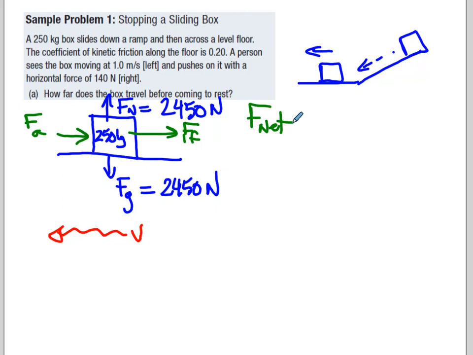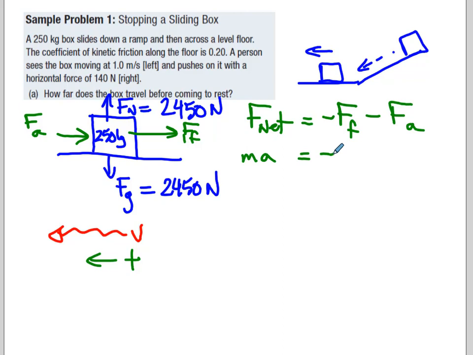I'm going to define positive is to the left because that's the direction of motion. So FNet here would be negative force of friction minus FA. So take a second and think about that. So both of those forces are acting against the motion of the object. Okay, so FNet is mass times acceleration.